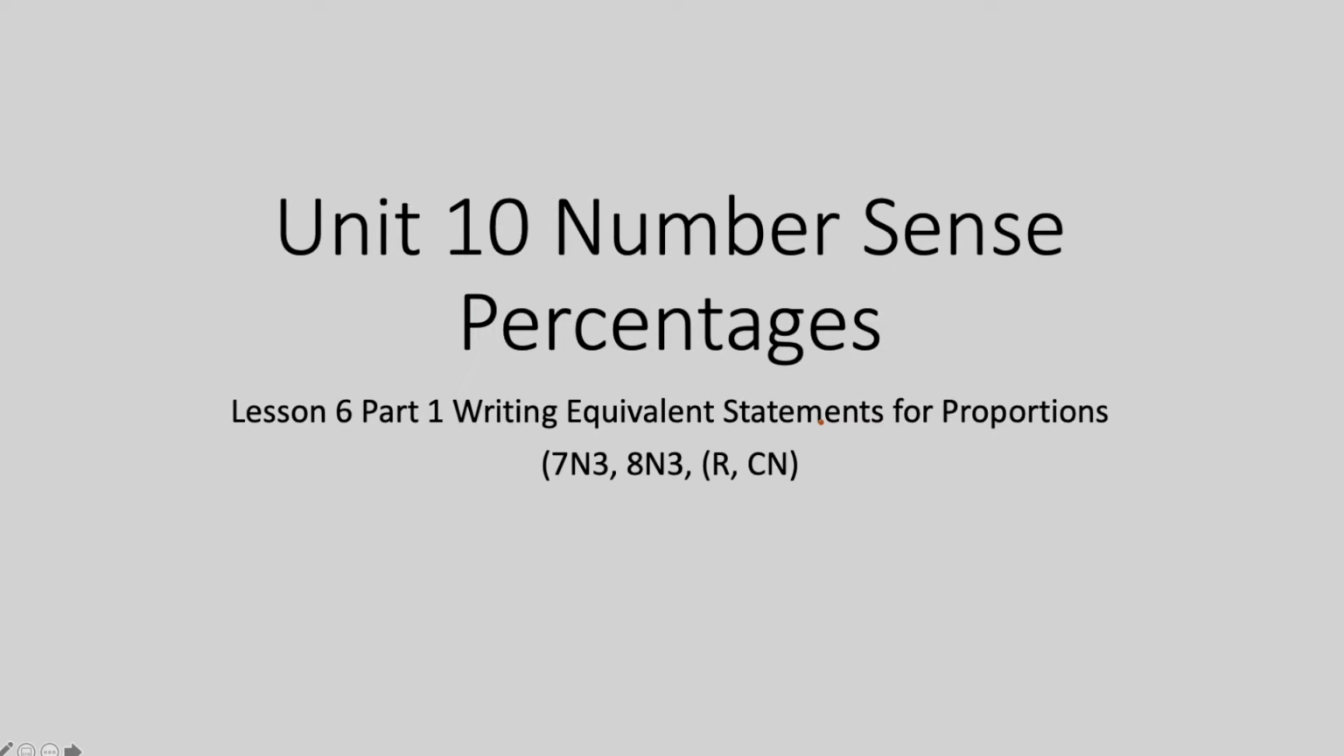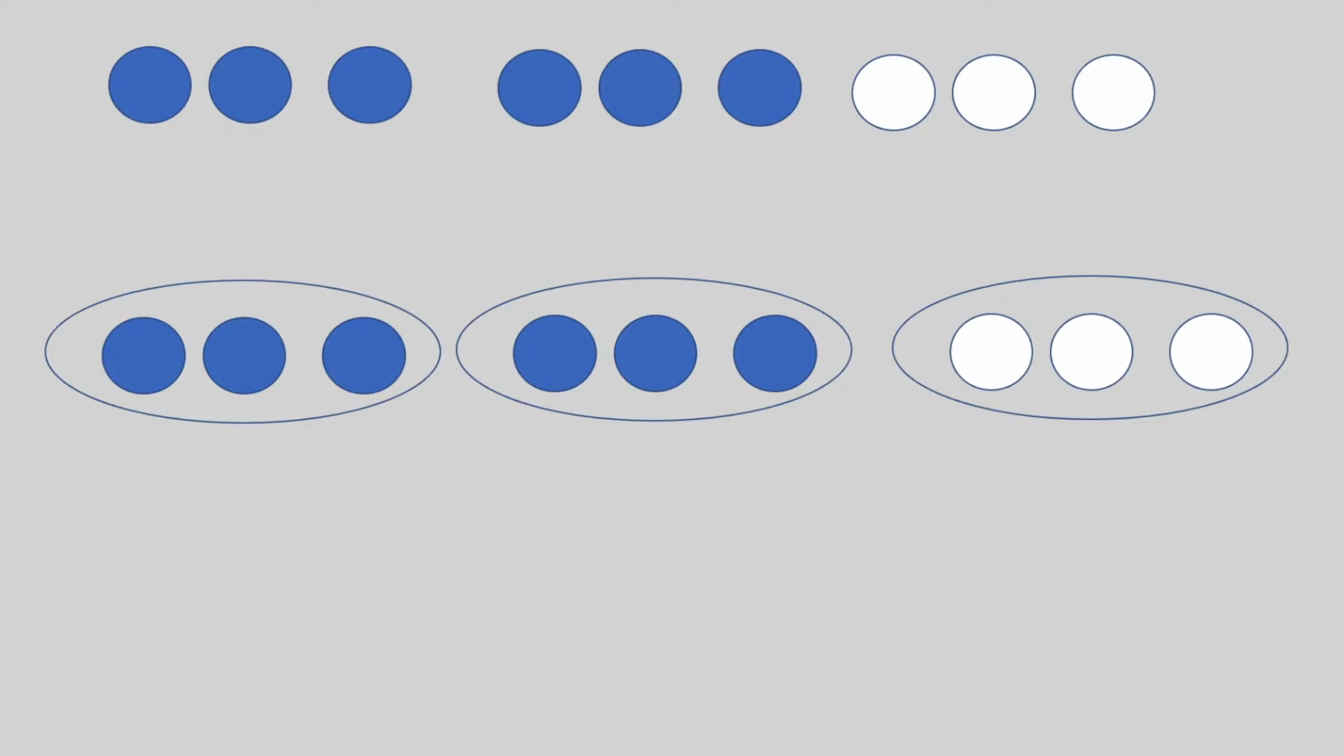Right, so number sense, we're looking at part 1 of lesson 6. This is going to be a little bit of review. We remember ratios. So I am going to assume that because we've learned ratios that you understand ratios at this point. So how can we write this as a ratio?